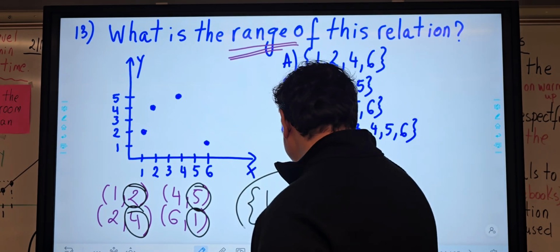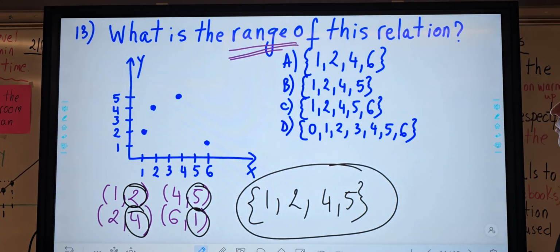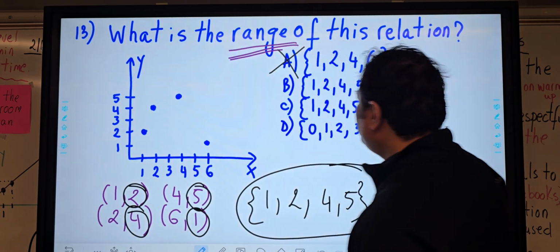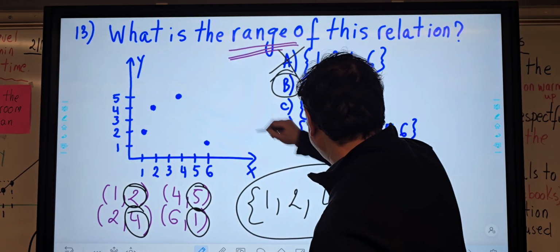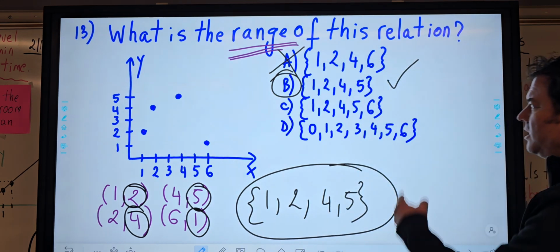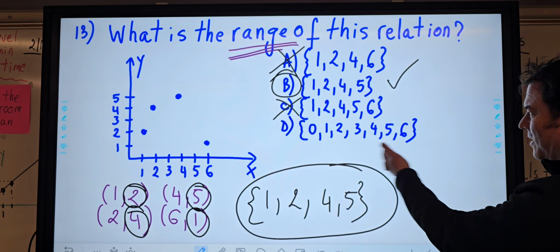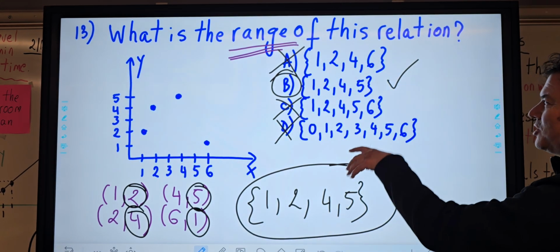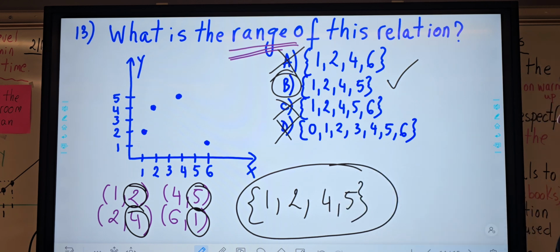And let's see which one of these A, B, C, and D matches us. So A, 1, 2, 4, 6 doesn't work. Let's look at B, 1, 2, 4, 5. Yes, indeed, B works. B is the answer. C, 1, 2, 4, 5, 6. No, we have too many numbers here, so it doesn't work. We are looking for the range, the y values in all these ordered pairs.